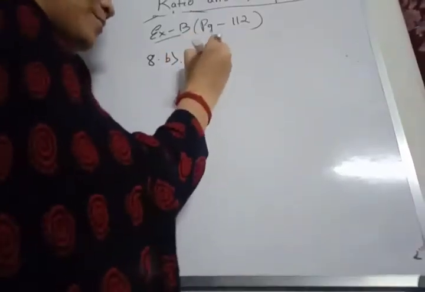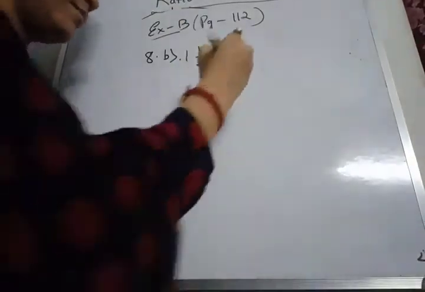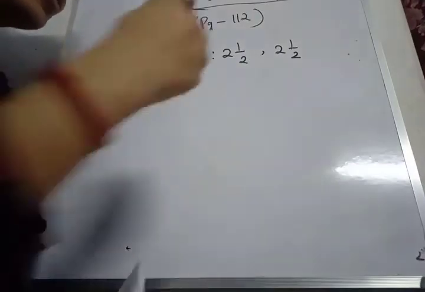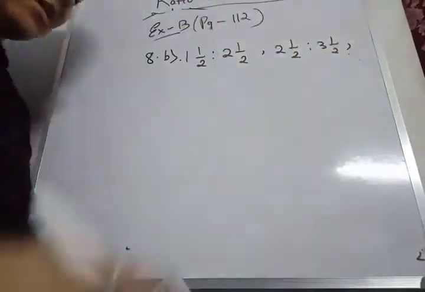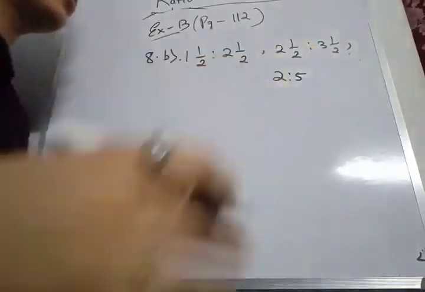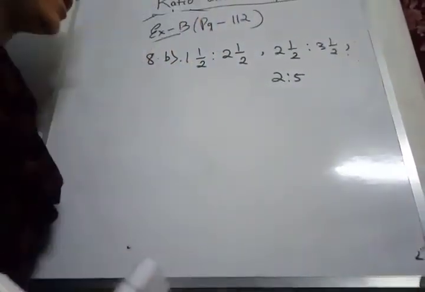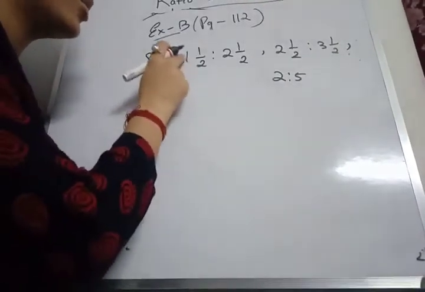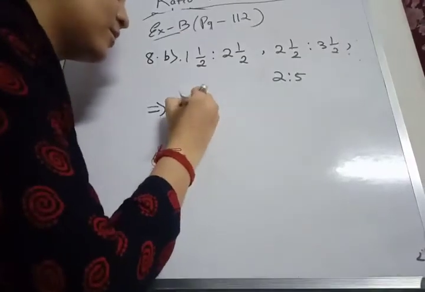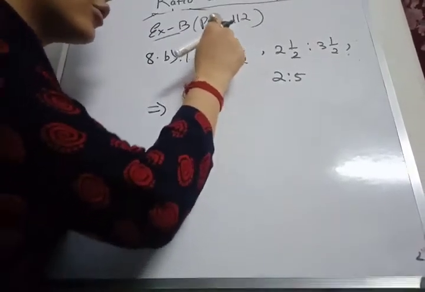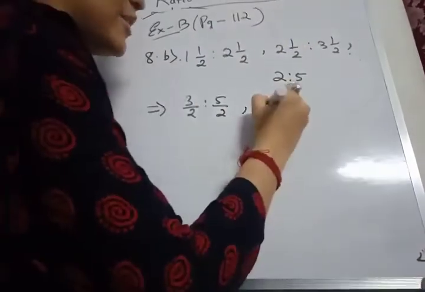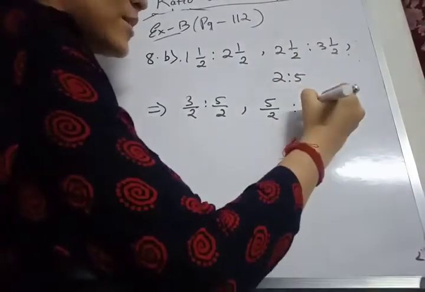So what are my ratios? This one 1.5 is to 2.5. Next 2.5 is to 3.5, and last one, it's given in simple form, that is 2 is to 5. Now the first one, let's see. 1.5. How do we find out the simple fraction? 2 1s are 2. 2 plus 1 is 3. 3 by 2. 2 2s are 4. 4 plus 1 is 5 by 2. This is the first one. Here 2 2s are 4 plus 1 is 5 by 2. 3 2s are 6 plus 1 is 7 by 2.